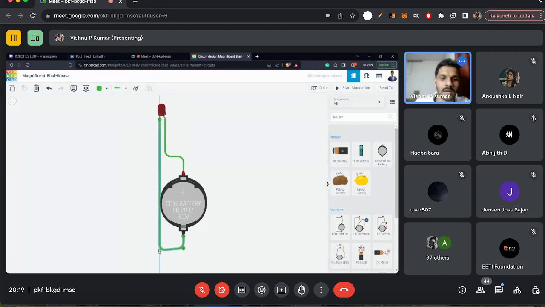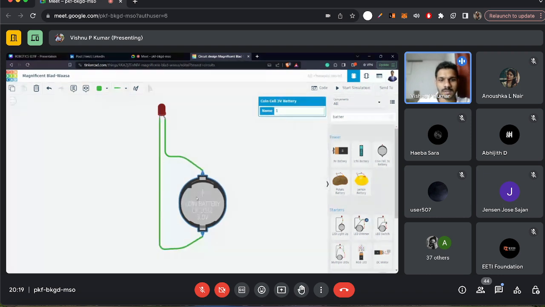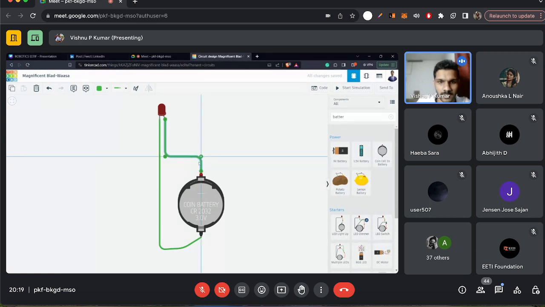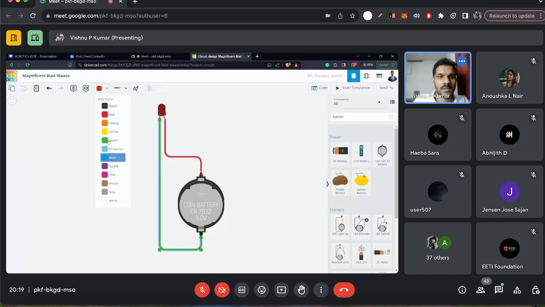Whenever you are connecting a positive signal or negative signal, try to make the negative wires black and positive wires red. So I'm just going to change the wire colors. You can click on the wire, then change the color by clicking this, right? And this one will be black.